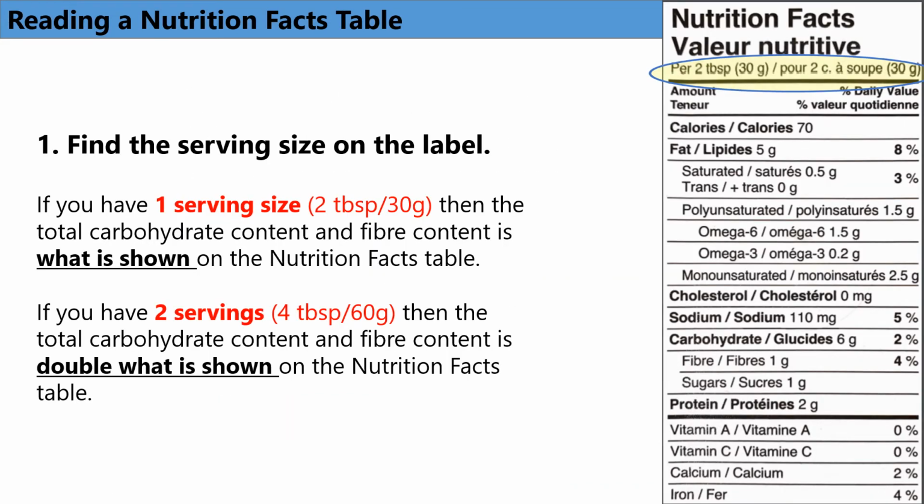Find the serving size on the label. It is at the top of the nutrition facts table. If you eat more than one serving, then you have to do some math to figure out how many grams of carbohydrates you are eating. If you have one serving, 2 tablespoons, or 30 grams, then the total carbohydrate content and fiber content is what is shown on the nutrition facts table. But if you are to have 2 servings, 4 tablespoons, or 60 grams, then the total carbohydrate content and fiber content is double what is shown on the nutrition facts table.